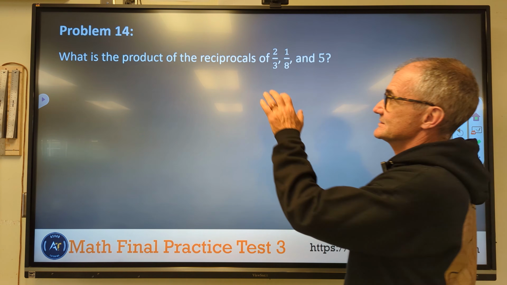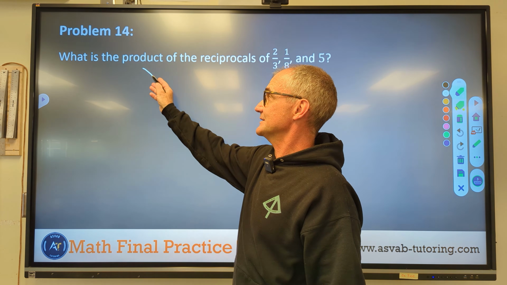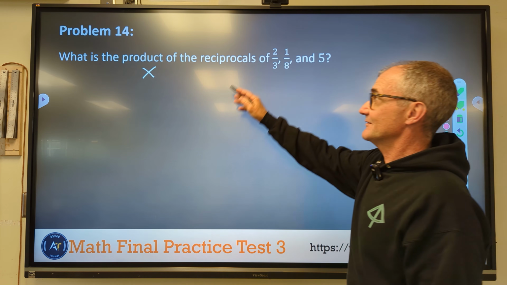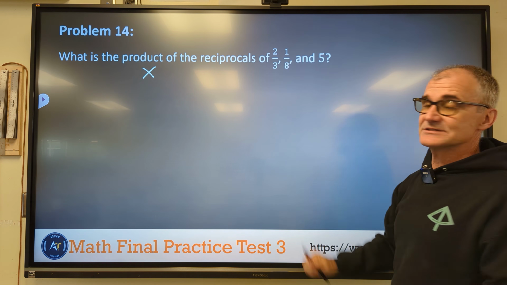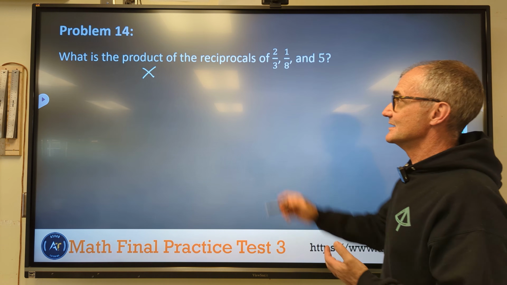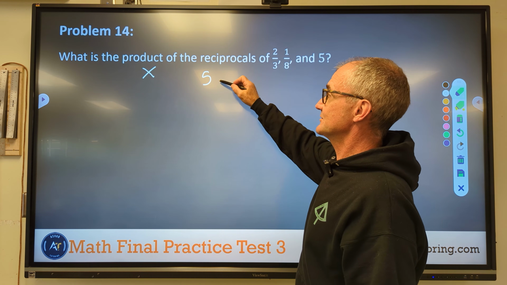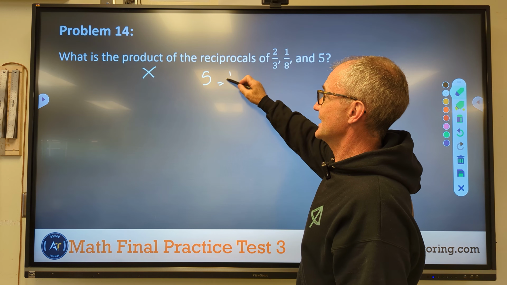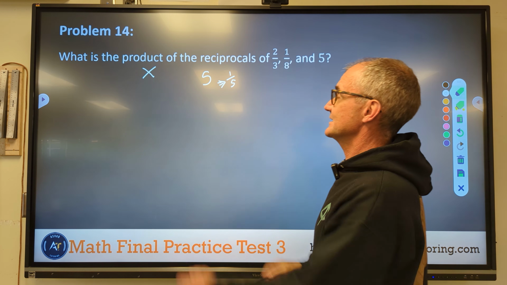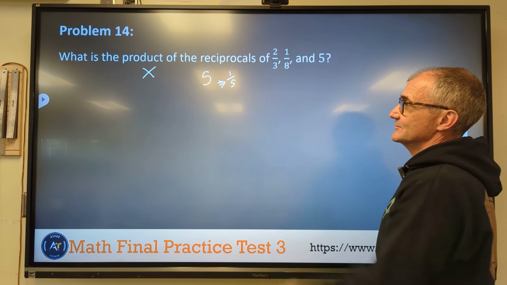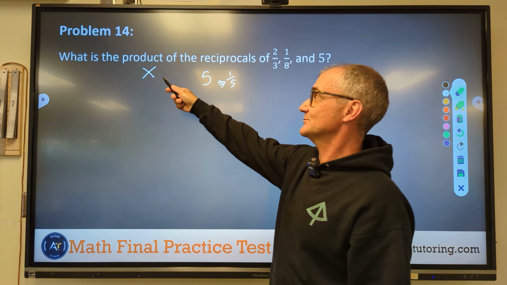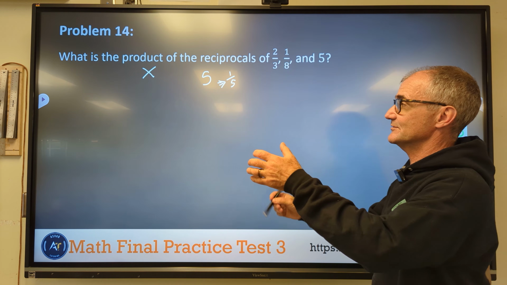Number 14, what is the product? So you need to know what that word means. Product means multiply of the reciprocals of these numbers. That's really kind of a vocabulary problem. Reciprocal means if you have the number 5, you flip it over, the reciprocal of 5 is 1/5. So the way you reciprocate a number is you flip it over. So you have to know what the word product means, multiply, and reciprocal means flip it over.